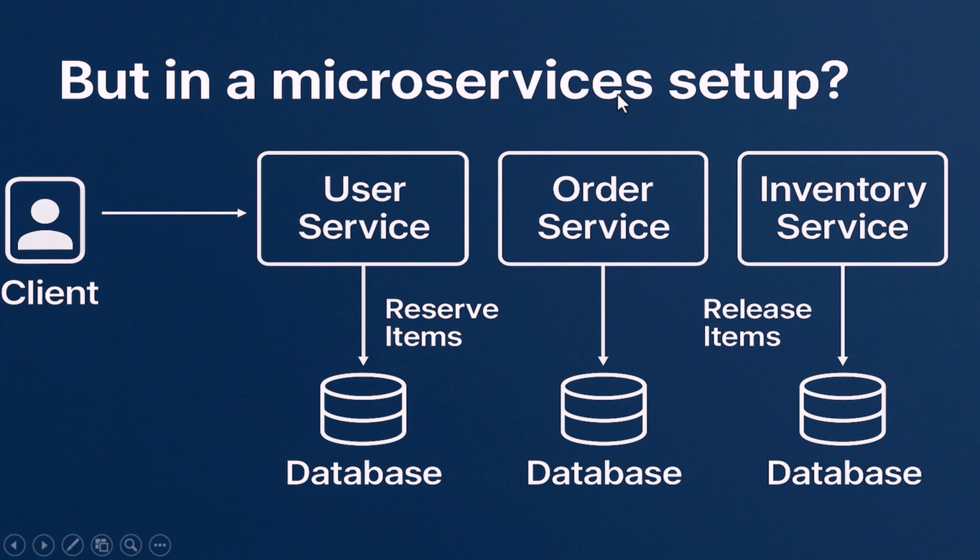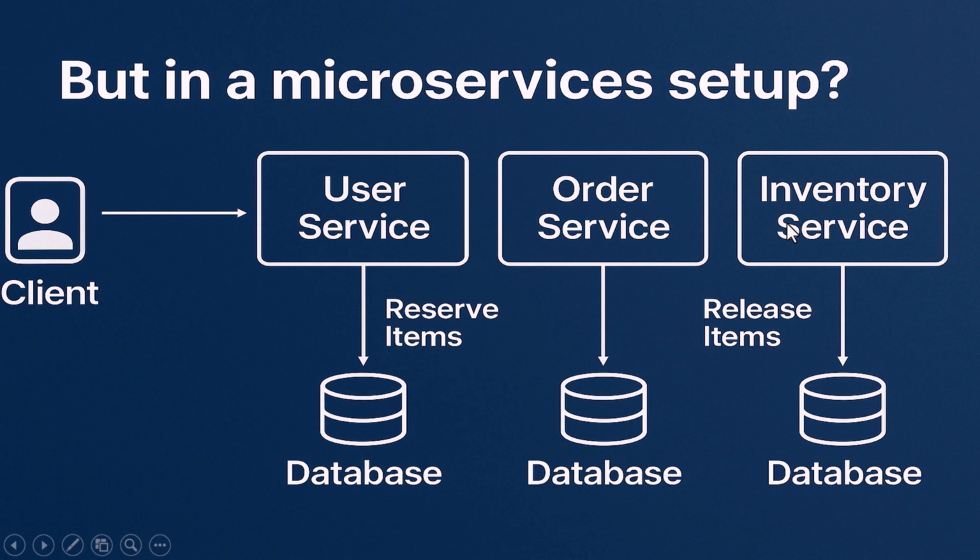But in a microservices setup, you don't have one shared database. You've got multiple services, each with their own database and logic running independently. This makes things tricky when you need a long-running transaction, something that spans across more than one service and needs to remain consistent. That's where the Saga pattern comes in.